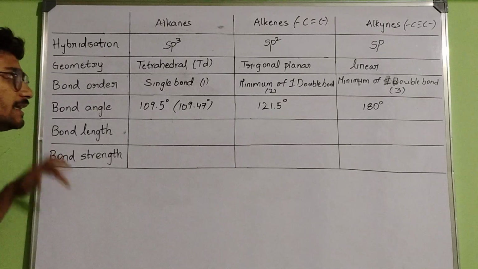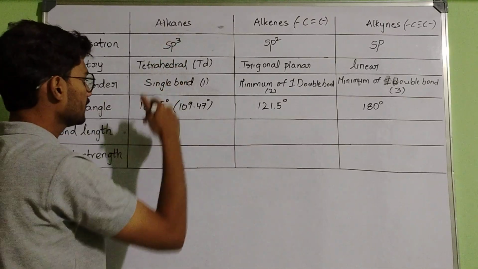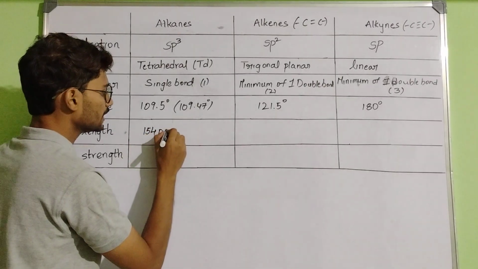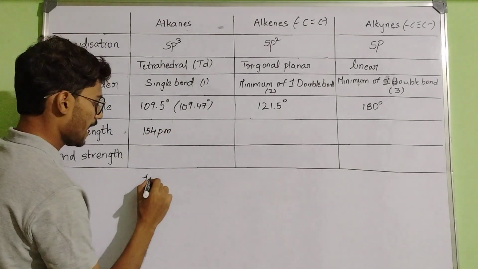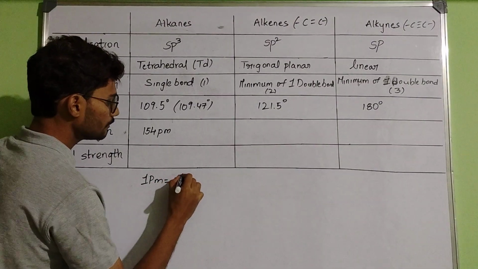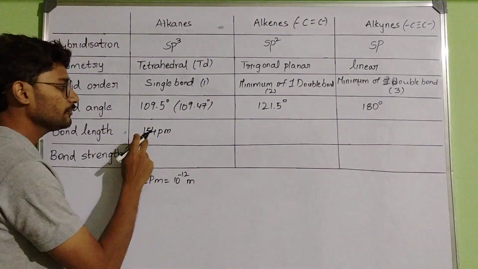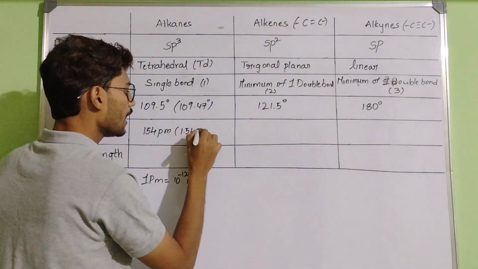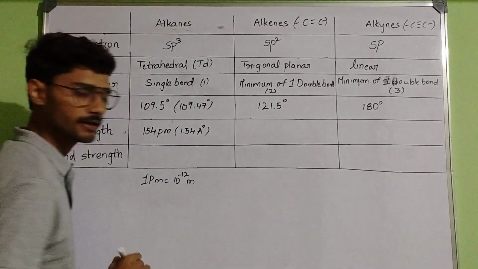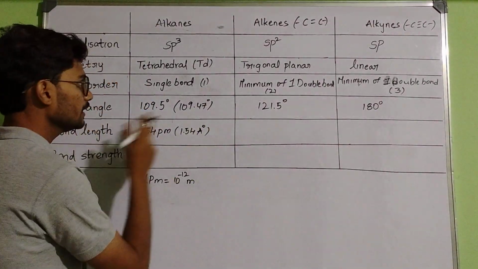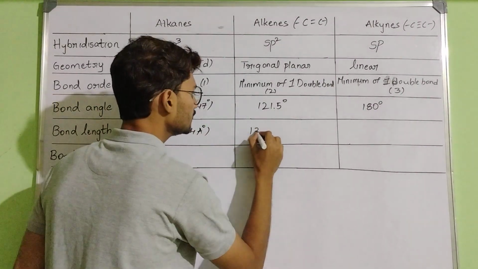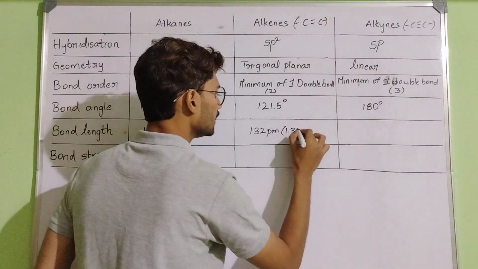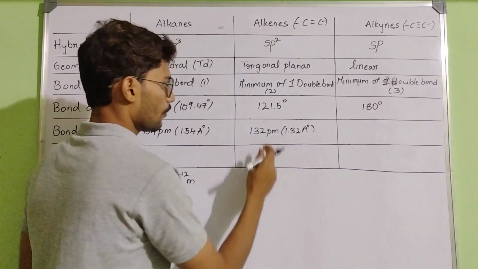Now what is the bond length in alkanes? The bond length in alkanes is 154 picometers. 1 picometer is actually equal to 10 power minus 12 meters. So 154 picometers can also be written as 1.54 Angstroms. Now what is the bond length of alkenes? It is 132 picometers or 1.32 Angstroms.